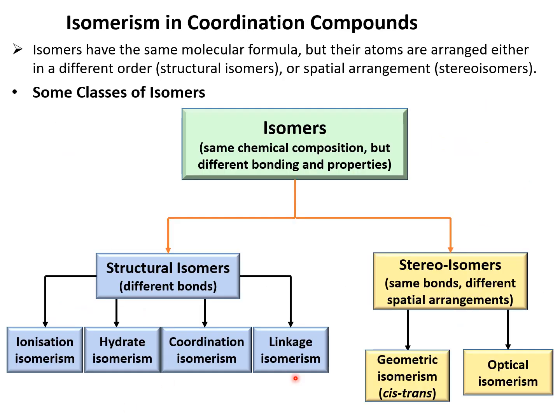Next we move on to isomerism in coordination compounds. Isomers, as we know very well, are compounds with the same molecular formula but different structural arrangement. Based on structural arrangement, they are classified as structural isomers, or based on spatial arrangement, they are termed stereoisomers. This flowchart shows the further classification of isomers: structural and stereo. Under structural, you have ionization, hydrate, coordination, and linkage. Under stereoisomers, you have geometrical and optical.